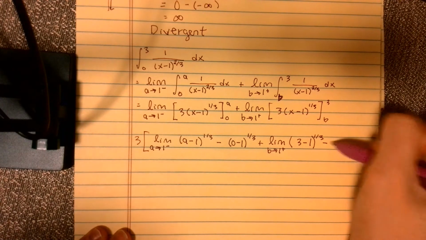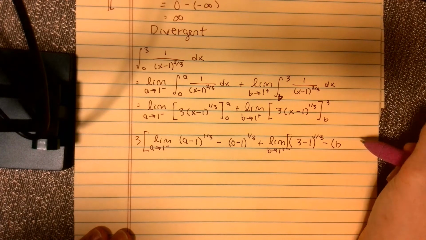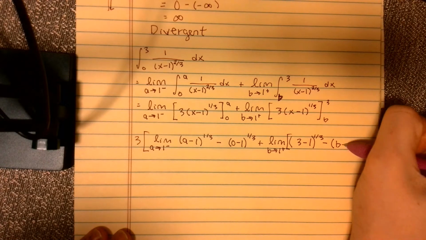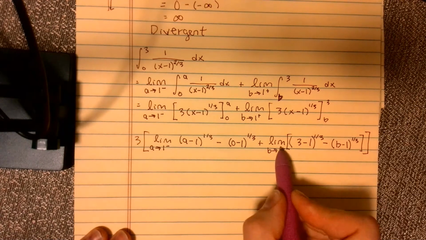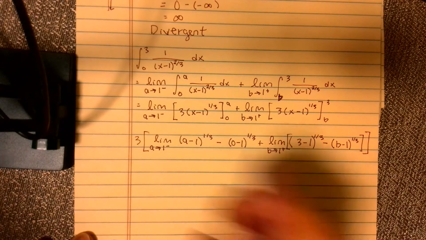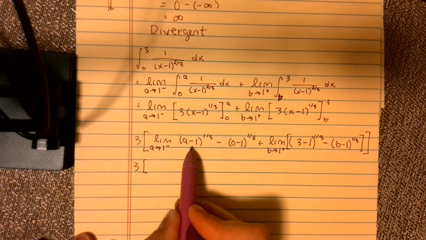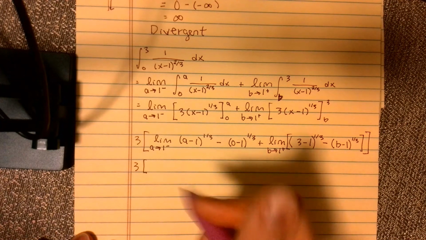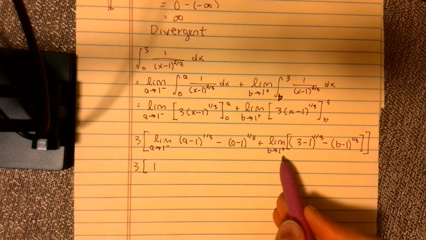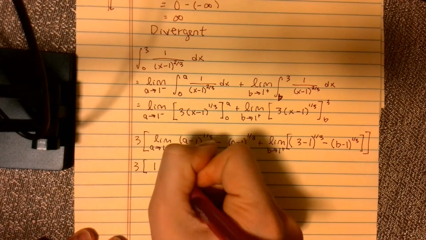Minus b. Let's put some brackets here. Okay, (b minus 1) to the 1/3. I put brackets because I wanted to make sure that this limit was evaluated for this term over here too. Okay, so we got 3. If I let a go to 1, this becomes 0. Hooray! Okay, then what is the cube root of -1? It's -1 times -1 is 1. Okay, over here, I get 2 to the 1/3. Okay, add that on, 2 to the 1/3.